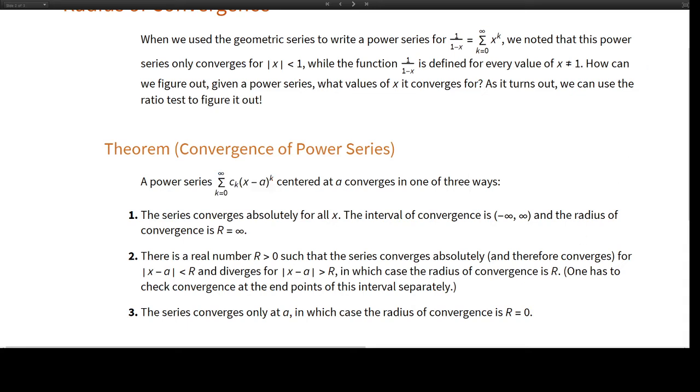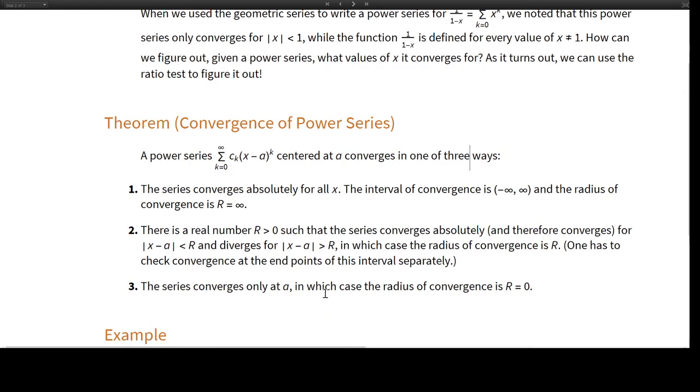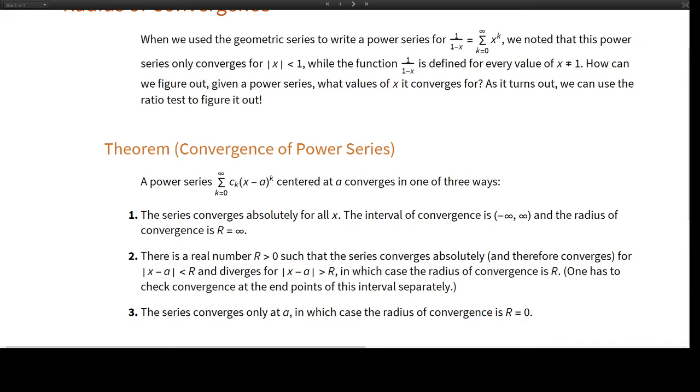So there are three things that can happen. We can have the series converge absolutely no matter what the value of x is. In this case, the radius of convergence is infinity. We'll see some series that behave like that. Another way it can converge is if there's some real number r such that the series converges absolutely in this interval, which corresponds to the interval a minus r to a plus r, and it diverges outside of that.